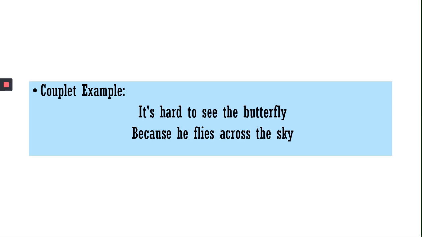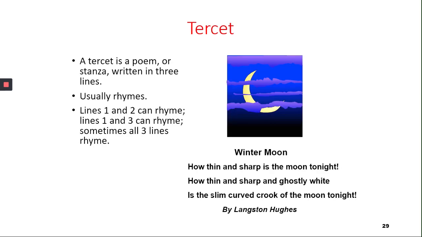Another example, it's hard to see the butterfly because he flies across the sky. So the second line is a dependent clause or dependent phrase. That makes it just one idea.